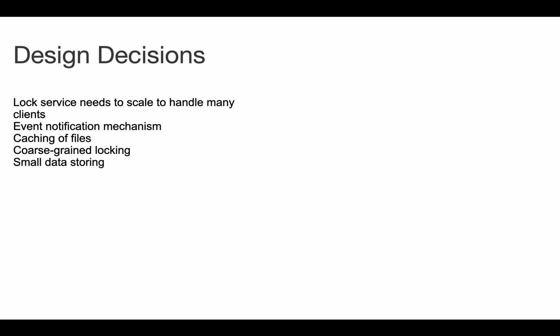I'm going to talk about design decisions. The lock service needs to scale to handle many clients. Event notification mechanism, which I just talked about, caching of files, which will be talked about later on, and coarse-grained locking, small data storing.